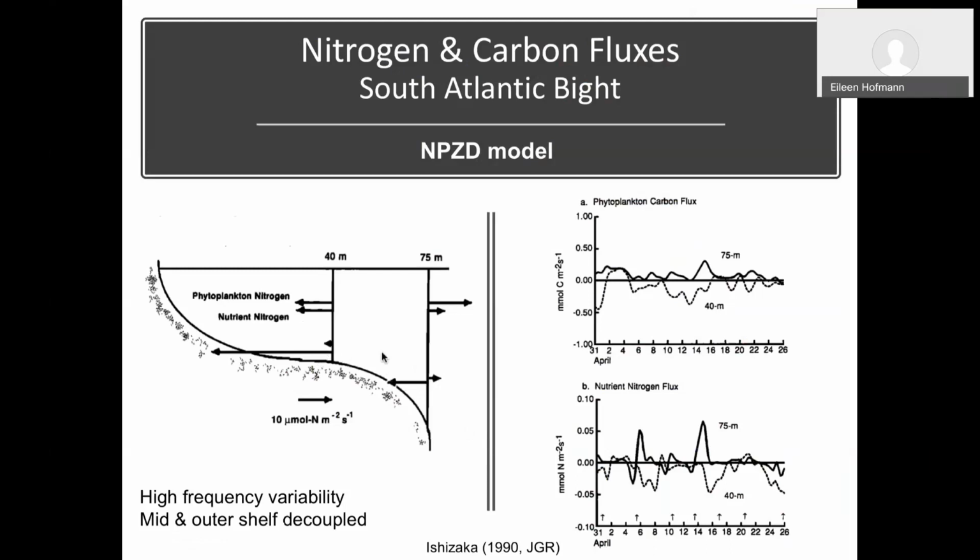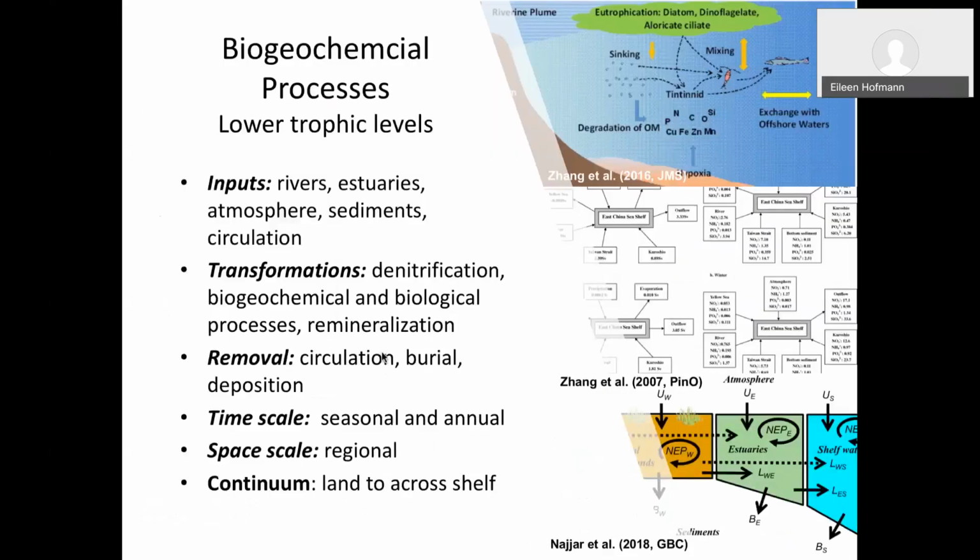from one another. All right, but if we want to look at the biogeochemical processes controlling that variability of the lower trophic levels, what's shown on the right here are a number of conceptual budget models, some actual budget models for various shelf systems. Not all of them are western boundary currents, but what it shows is that there are a large number of processes, and the magnitudes of which control the carbon and nitrogen fluxes.